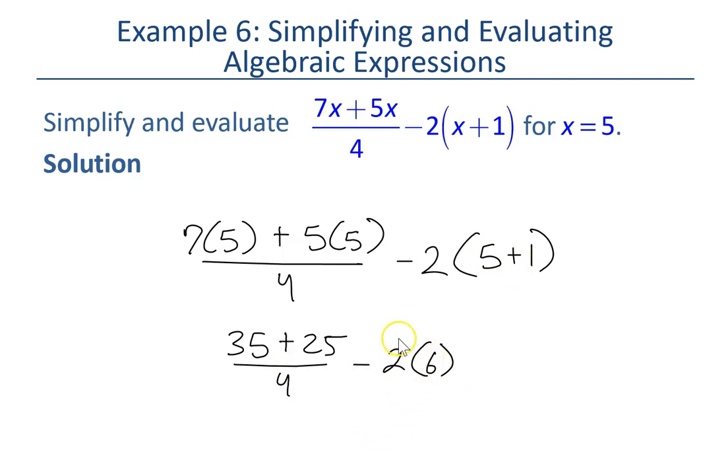Well, we know this right here is going to end up being 12. Let's go ahead and finish this off. I've got 35 plus 25, that's going to give me 60, divided by 4 minus, well, this right here is going to be a 12. Remember our PEMDAS, we have to do our division first. So 60 divided by 4 is going to give us 15, minus 12, and that is going to give us a 3.